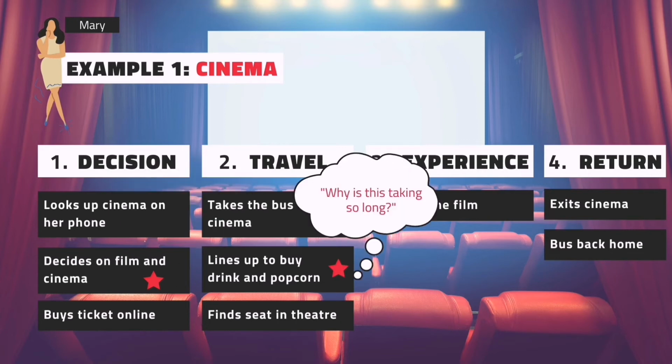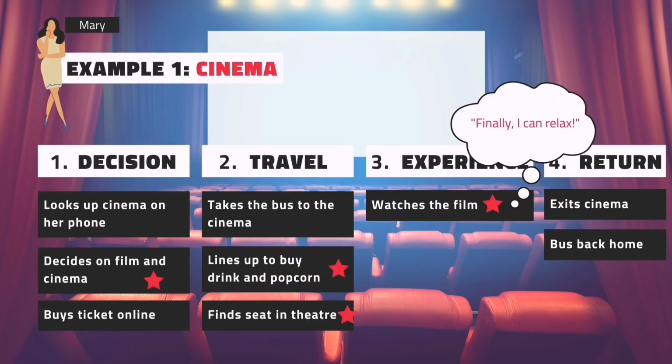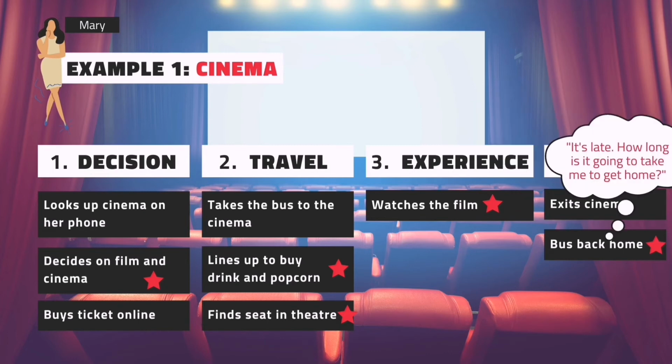When she's standing in line to buy popcorn and a drink, she finds it tedious, it's a long line, and she doesn't know why it's taking so long. And then when she goes into the theatre, she's looking for her friend, but has trouble finding them because it's so dark and all the lights are out. By talking to Mary, we find out that once the film actually starts, she feels relaxed and happy. On her way home, however, she wonders how long it's going to take because it's late and she really needs to get to bed.